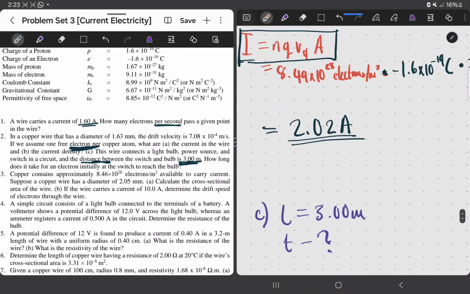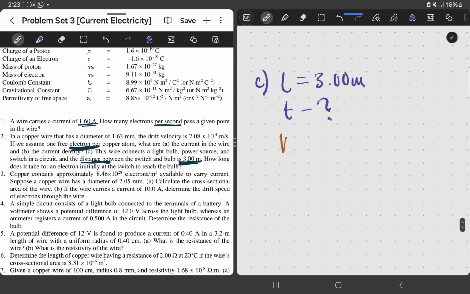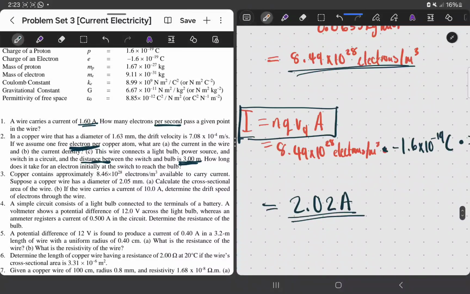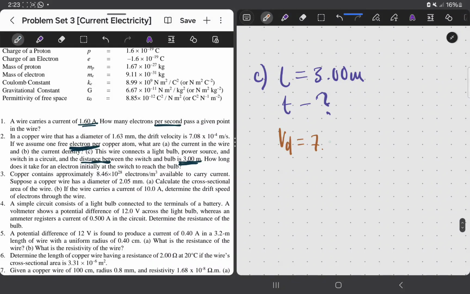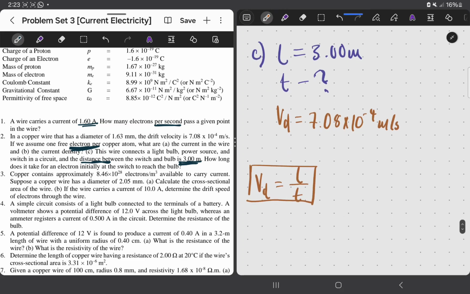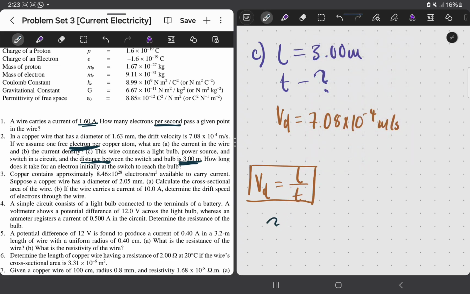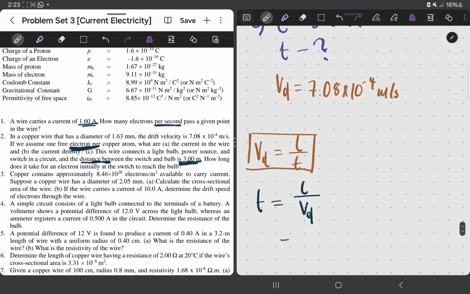So I can now come down here and ask, do I have VD, the drift velocity? Yes, you have it: 7.08 times 10 to the negative 4 meters per second. We've been given it. Now we can say VD, drift velocity, is L over T. We need the T, so we take T to the other side, and VD comes to divide. So T is equal to L over VD.